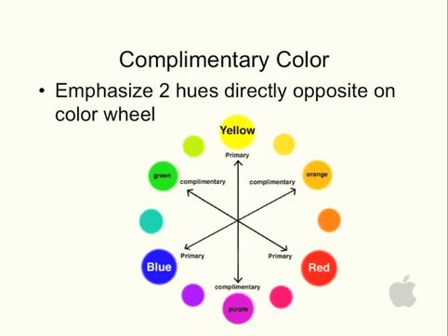Let's talk about complementary color. Now, complementary color emphasizes two hues directly opposite on the color wheel. So when you have yellow, opposite of that is purple. If you see blue, the opposite of that would be orange. Green, the opposite is red.